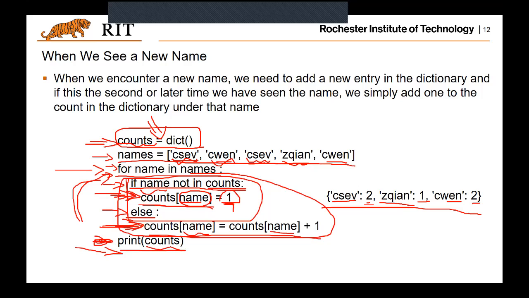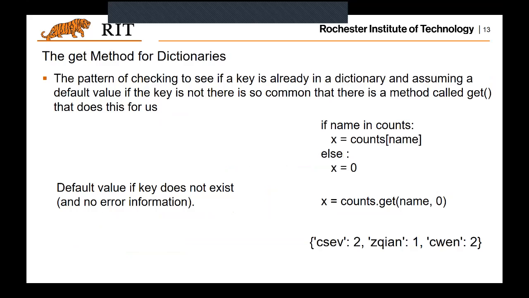But there's a simpler way to achieve this. That is the get method. So there's a function get, which is a member function for a dictionary. So what it does is, well, if you look at this line, const dot get name, comma 0. It will try to get the value associated with this name as the key. If there is a key name, it will return the value associated with this name. Otherwise, there's no such key, you just create a key and assign 0 to that key.